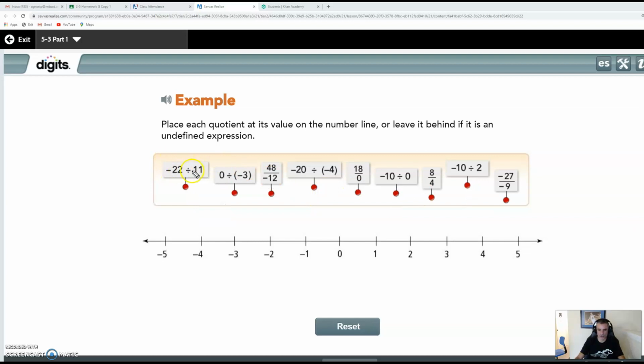So negative 22 divided by 11. The way you're more likely going to see that in the future is negative 22 over 11. Well, negative divided by a positive, the signs are different, so I know my answer is negative, and 22 divided by 11 is 2. So I can grab this little dot here and put it at negative 2.